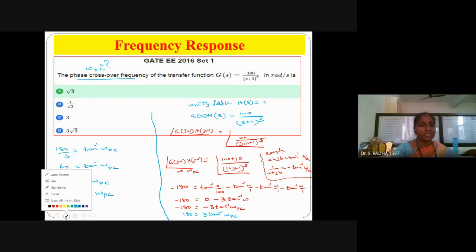Option A is the correct answer. Already it is highlighted, option A. It is the correct answer. This is step 1, we are calculating the angle. In step 2, we are substituting that angle equal to minus 180 degrees, and we are.